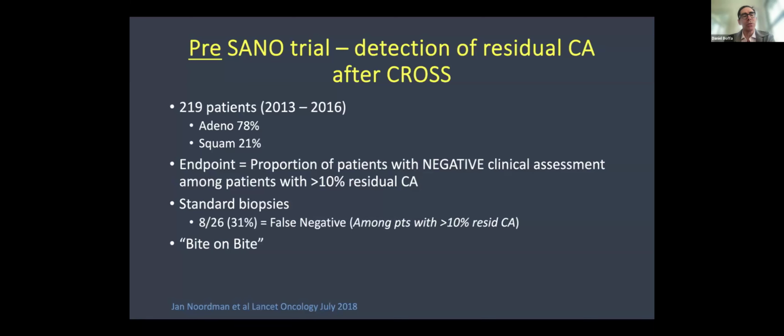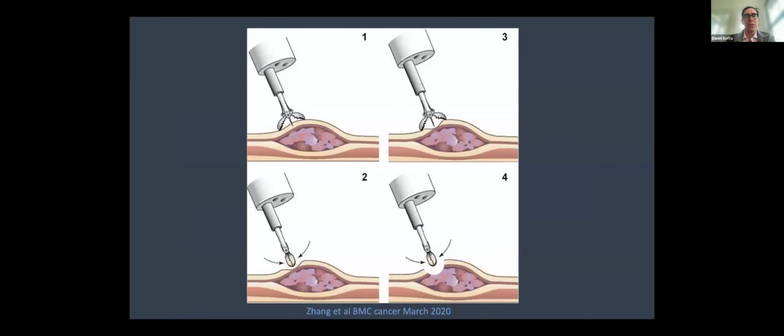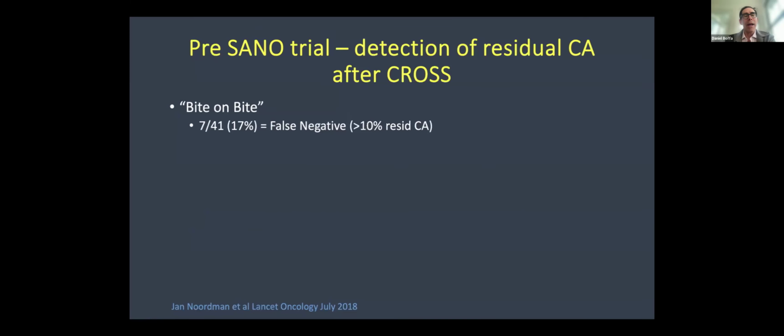And so they started by just doing biopsies the way they routinely do biopsies. And they had a false negative rate of about 30%. So then they started doing a bite on bite, which just basically means that they took a bite and then went back to the same area and bit in the same area again, which gets a little bit deeper.